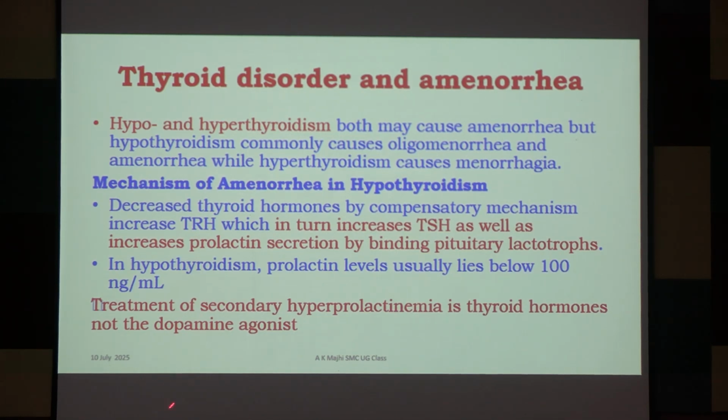Mechanism, that is actually why there is hyperprolactinemia in case of hypothyroidism. Decreased thyroid hormones, by a compensatory mechanism, increase TRH level, and this TRH in turn increases TSH as well as the prolactin levels, and the prolactin secretion by binding pituitary gonadotropin. In hypothyroidism, prolactin usually does not rise more than 100. Normal is 20, up to 30 to 35 we consider. If there is more than 100, repetitive and persistent, you always do the CT scan of the brain.